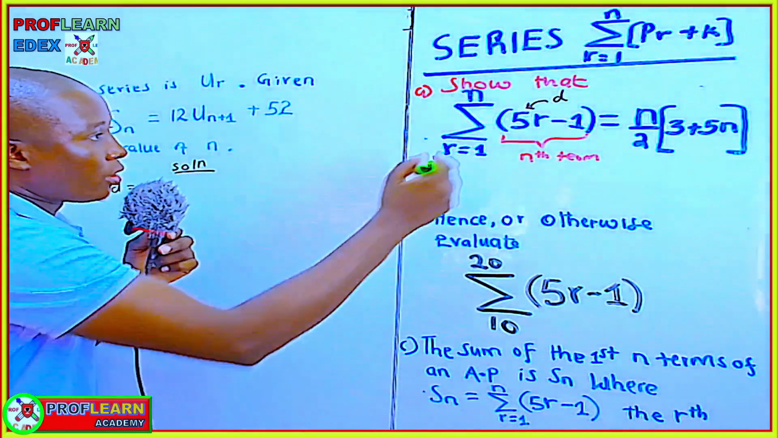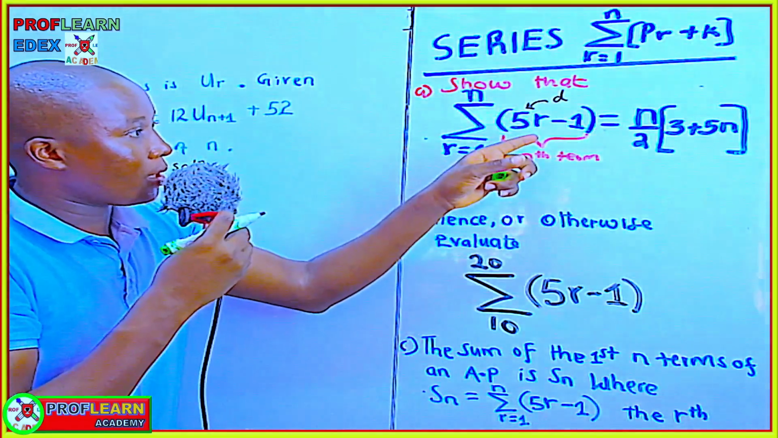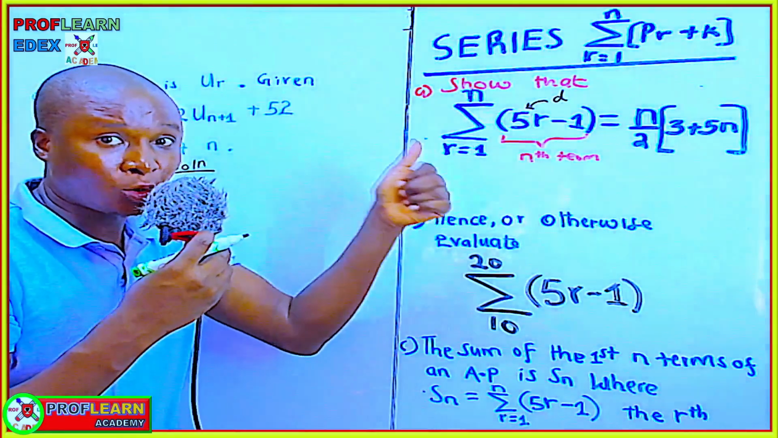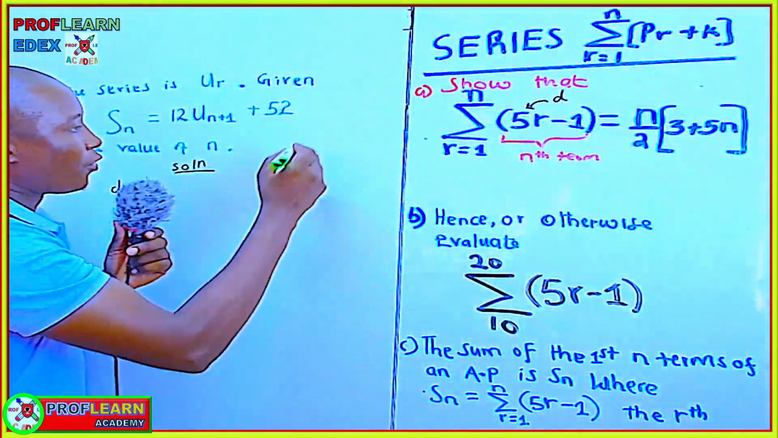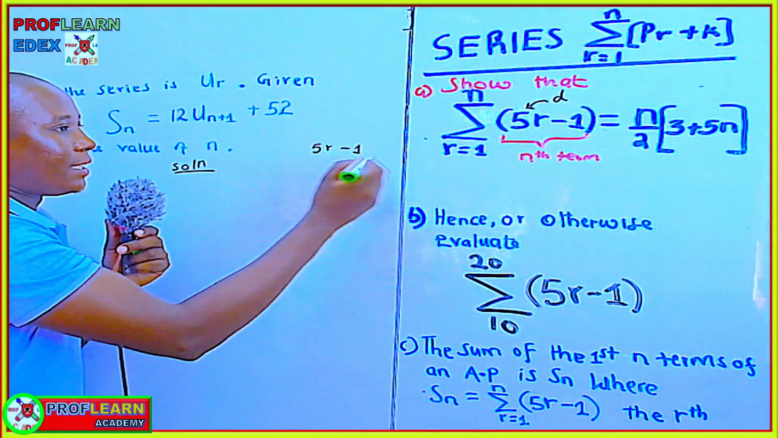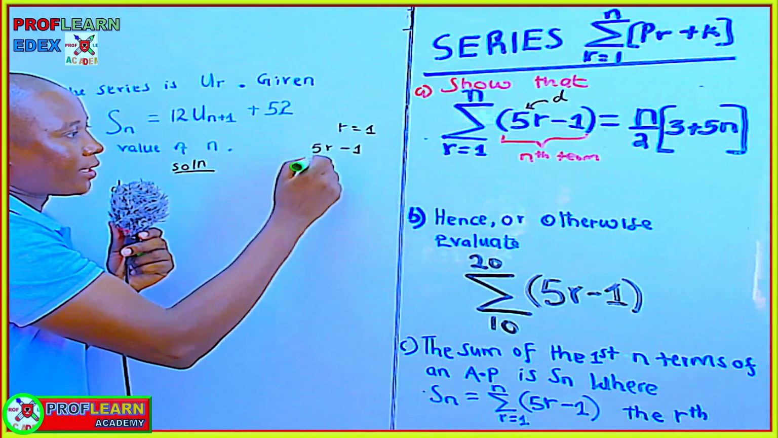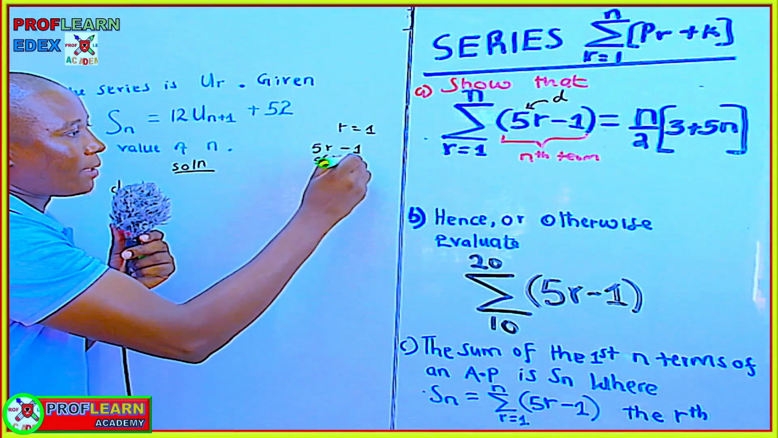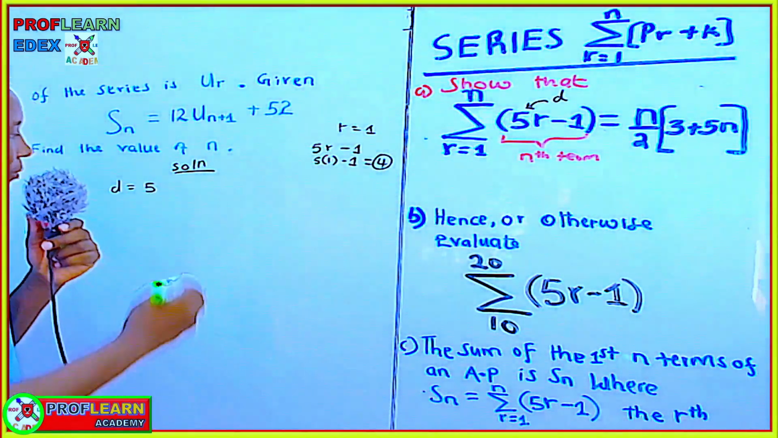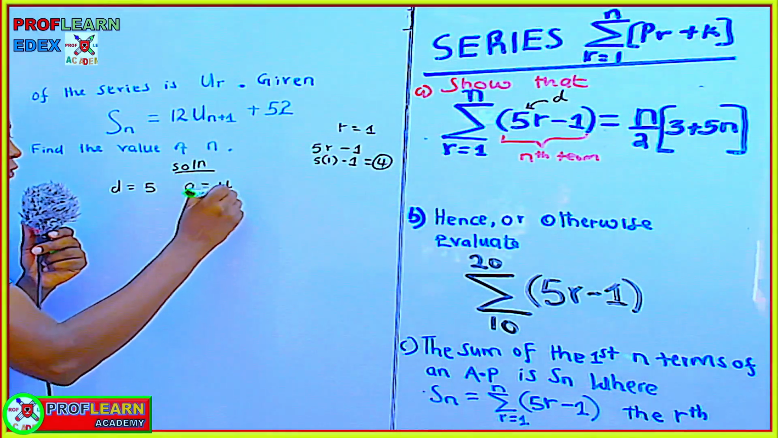And then we are going to find the first term. The first term will be when n is equal to 1. If the nth term is 5r minus 1, then the first term will be where r equals 1, so 5 into 1 minus 1, and we get 4. So our first term in this series is 4.